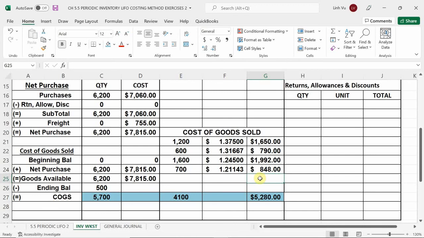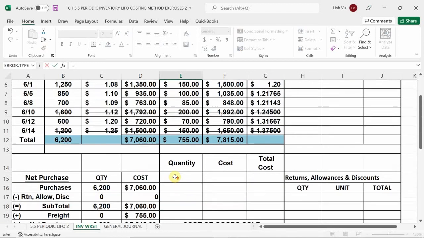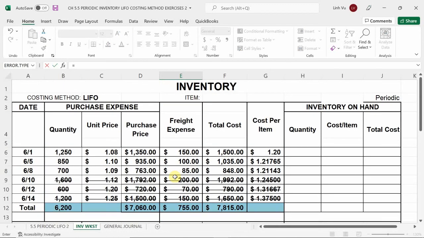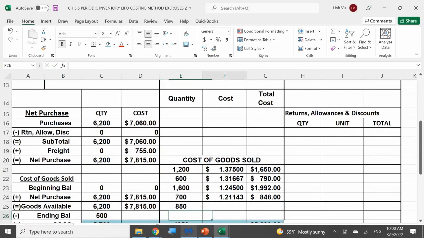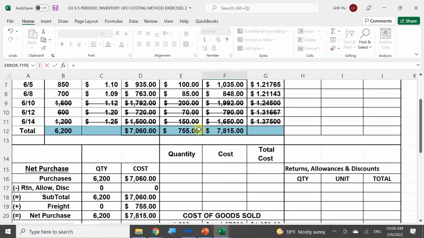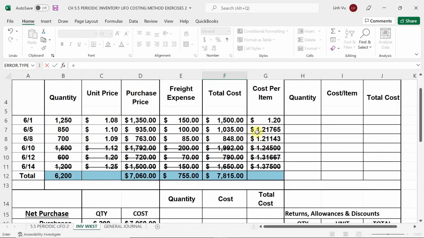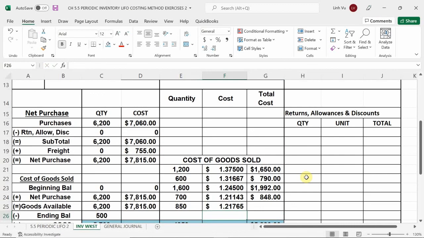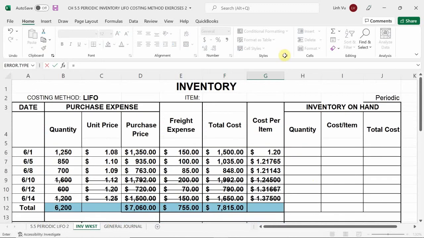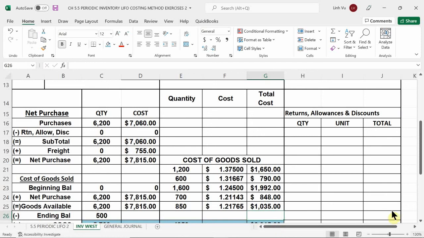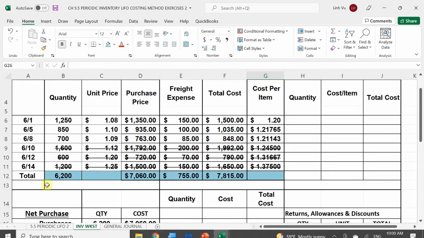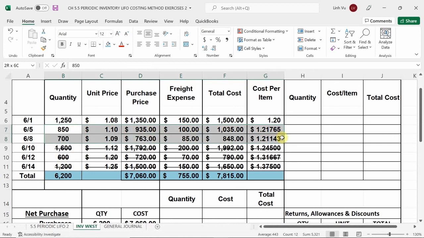So I still have like 1,000 left to go, roughly. So in this case, which batch of inventory am I going to sell from next? I'm going to go ahead and get rid of the 850, okay? Which in this case costs me $1.21765, which again, I already know what that total cost is going to be. It's going to be $10.35. Okay. So now that I got rid of these two batches, I only have one batch of inventory left.